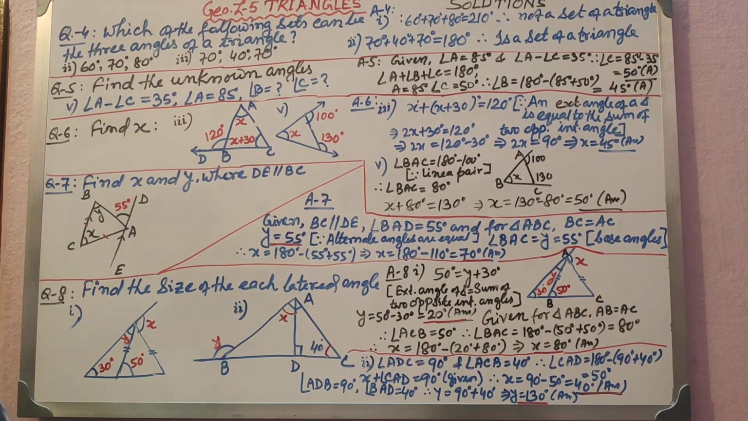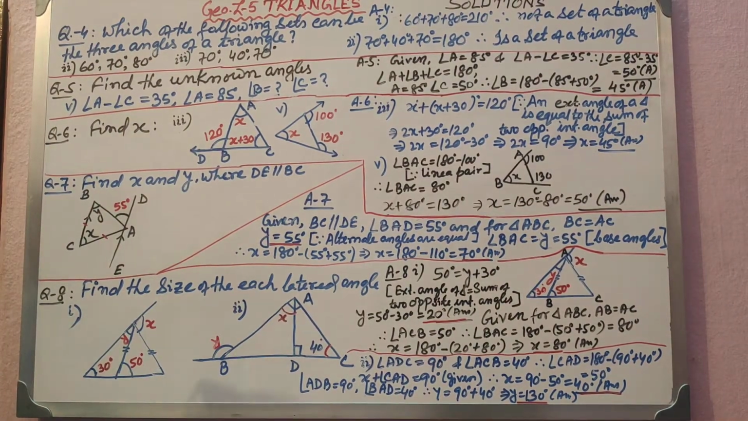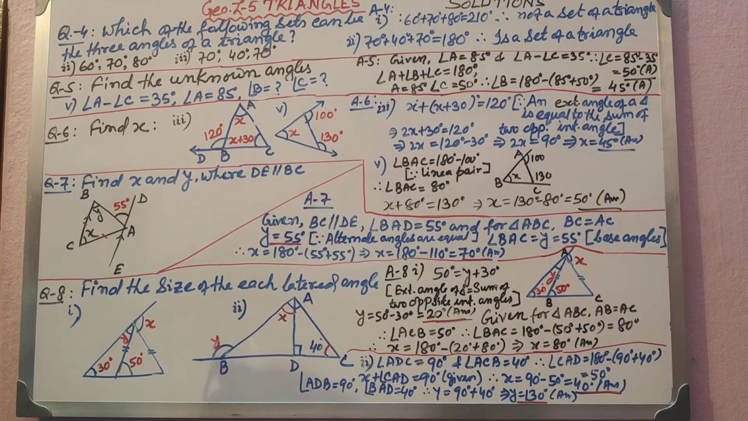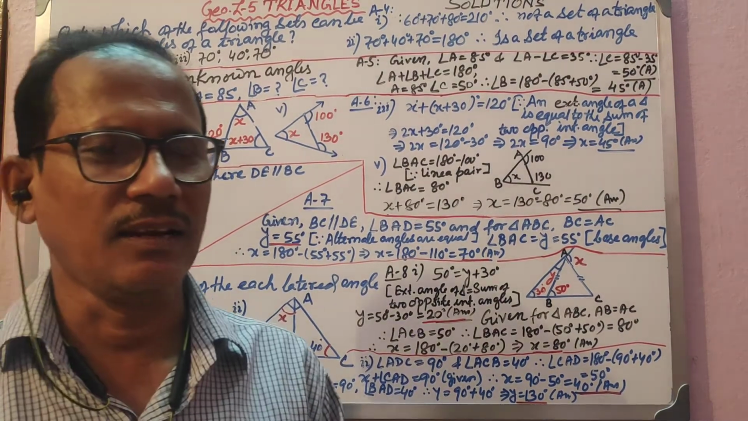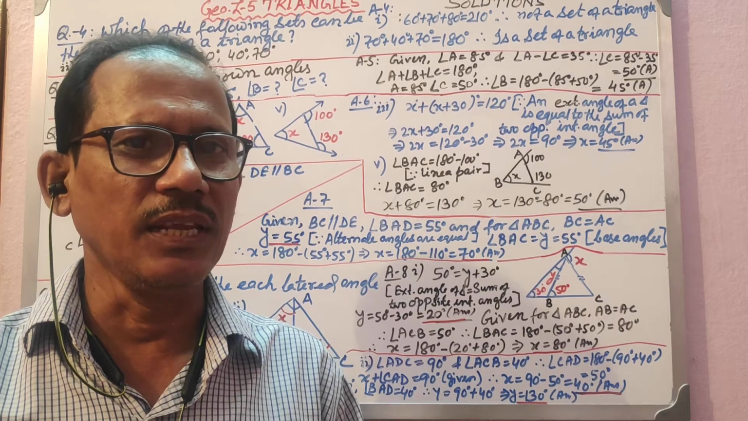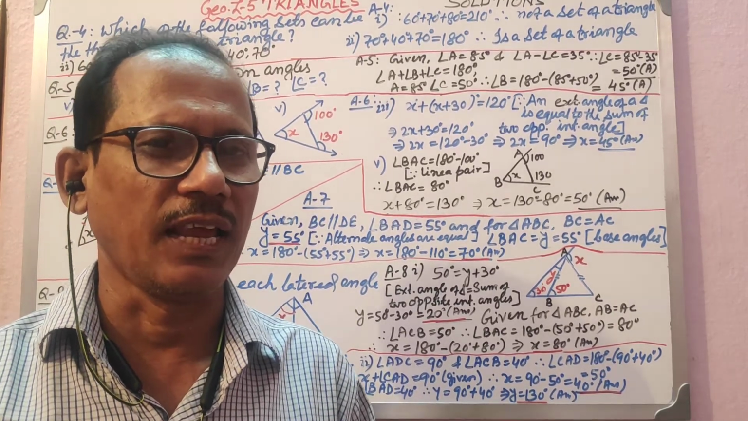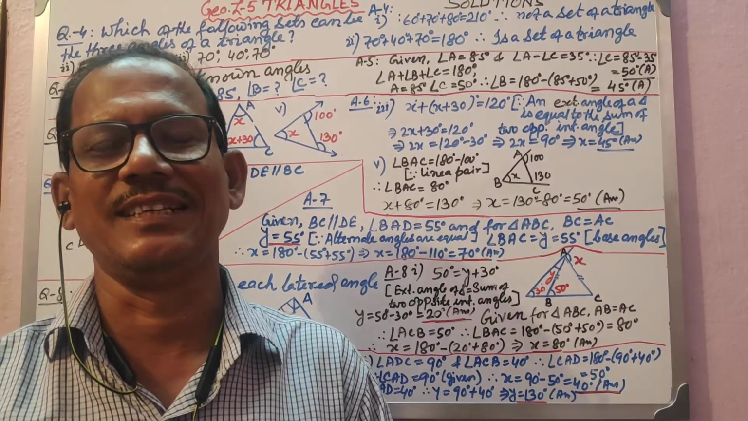Exercise 5. I have taken question number 4. Question number 4 says: which of the sets can be the three angles of a triangle. Let me tell you. See, the sum of all the three angles of a triangle, that means the interior angles of a triangle, has to be 180 degrees.